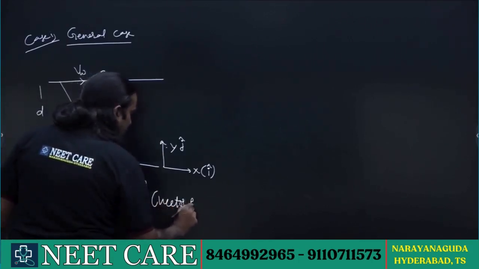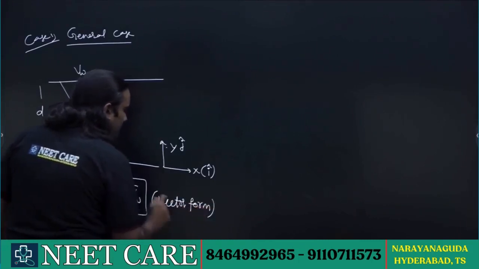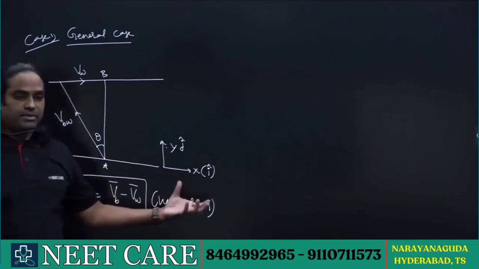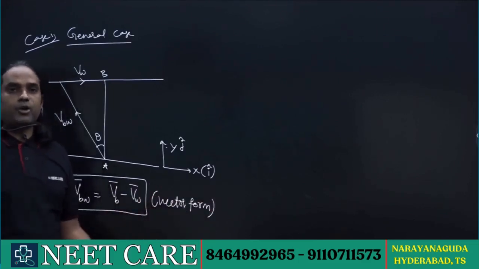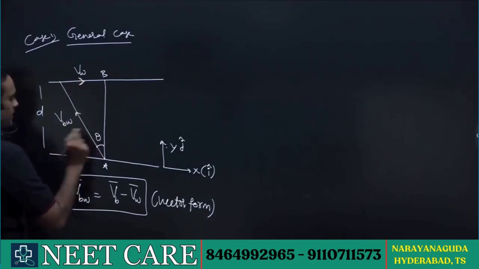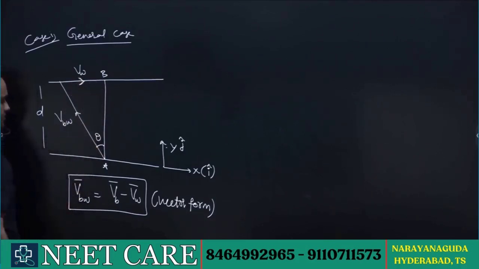This is in vector form I am taking, because once you draw the figure relative to the vector form, automatically the analysis will become easy, and any kind of problem can also be solved easily. So now in this, since we have assumed this is the direction of VBW, this is VW, at an inclination theta with respect to AB.